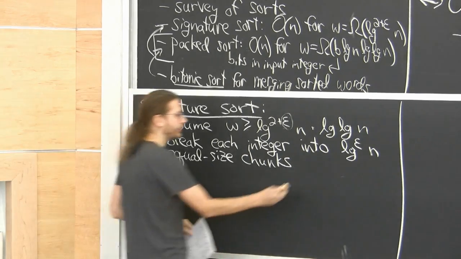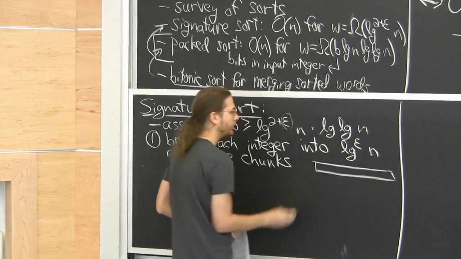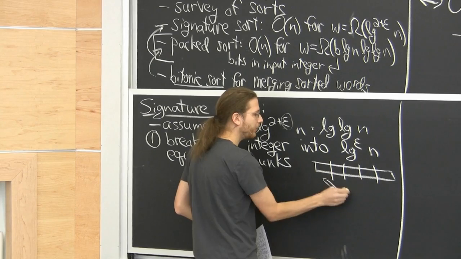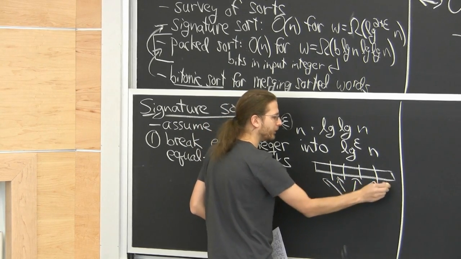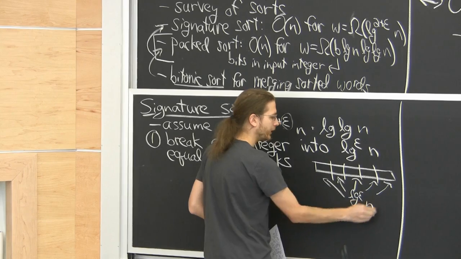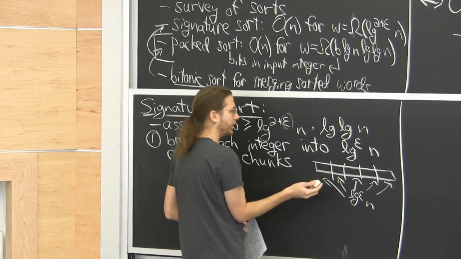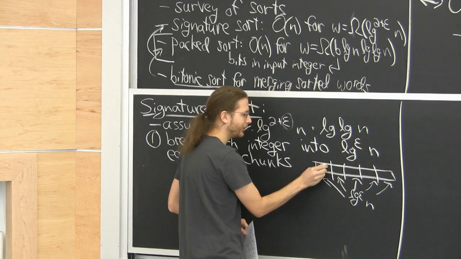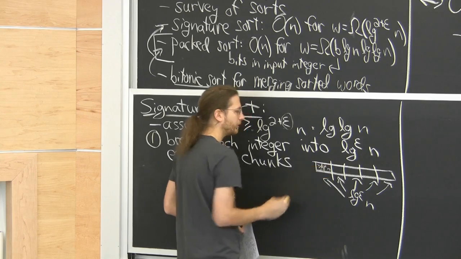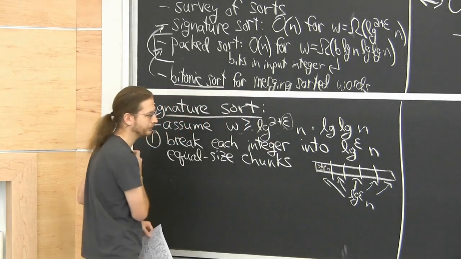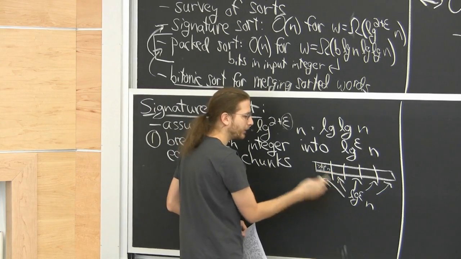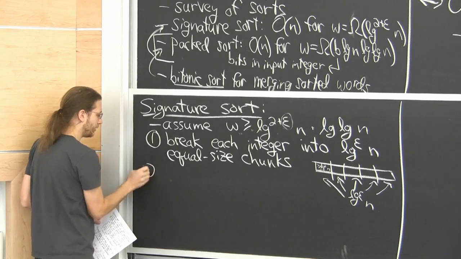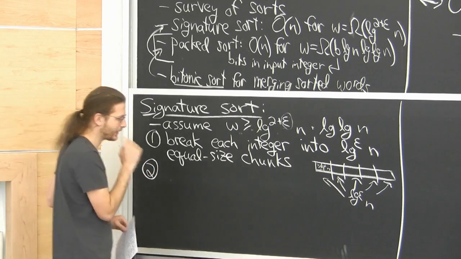The first idea is, you've got this giant word, log to the 2 plus epsilon. So let's split it into chunks. The number of chunks is log to the epsilon n. So each chunk could even be bigger. It's at least log squared n, but it could be bigger than that, because w is at least log to the 2 plus epsilon. So we don't know. These things are of size w divided by log to the epsilon n, which is at least log squared.